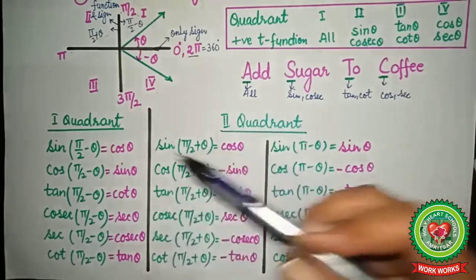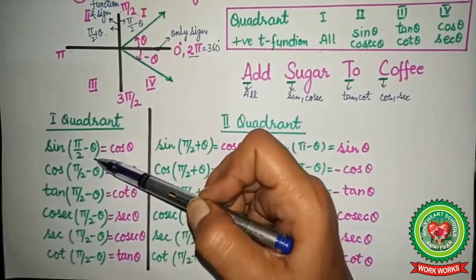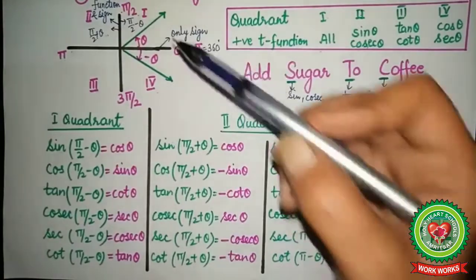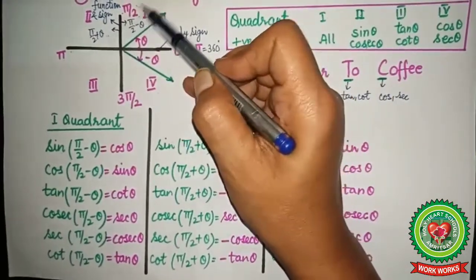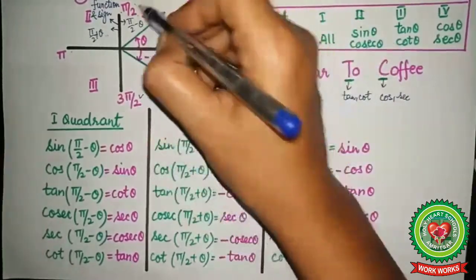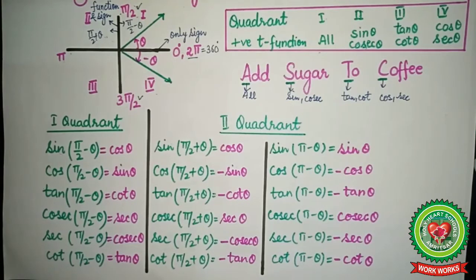So now look here. For the first quadrant, sine pi by 2 minus theta. Now remember one more thing. When the angle contains pi by 2 or 3 pi by 2, these two angles, then function and sign change. It means sine changes to cos, cos changes to sine. This is the conversion of function and sign according to their quadrants.